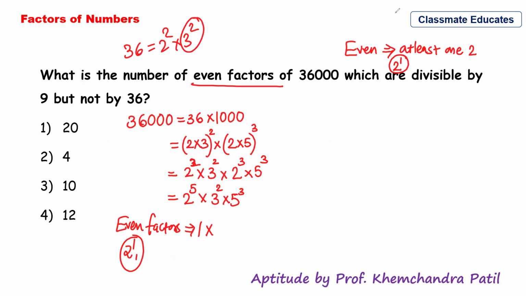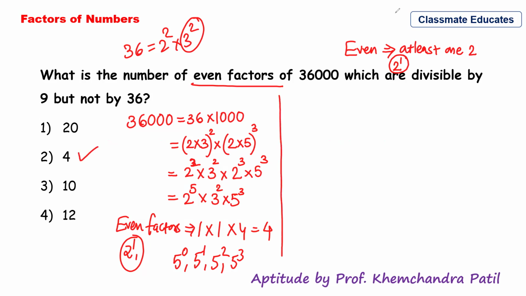So for 3 you will require 3 raised to 2, that is 1 choice, and you can take all the powers of 5. All the powers of 5, that means you can take 5 raised to 0, 5 raised to 1, 5 raised to 2, and 5 raised to 3. So these are 4 powers. So 4 into 1 is equal to 4. So how many even factors are there? There are 4 even factors which are multiples of 9 but not of 36. I hope you understood this question.